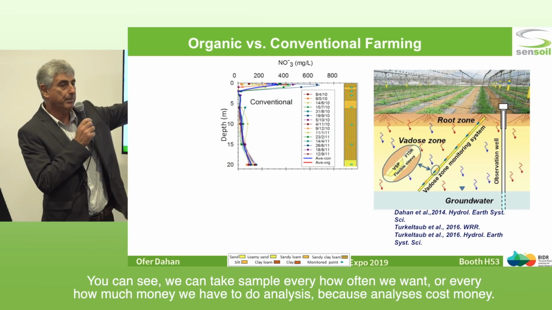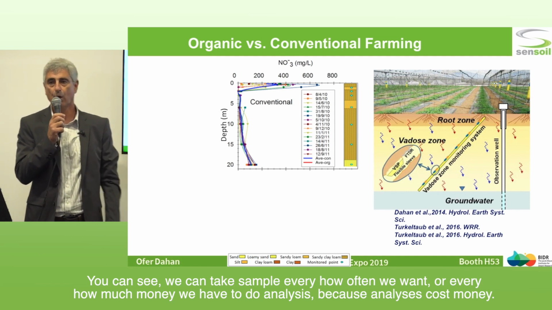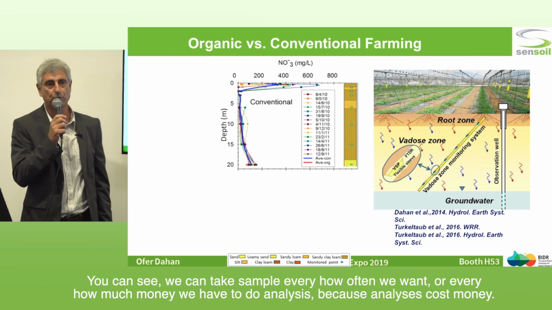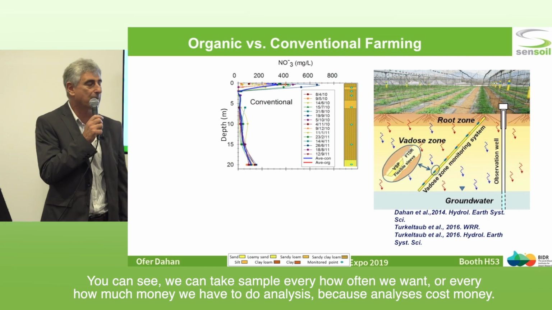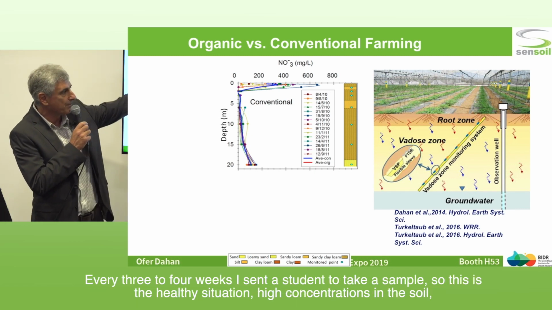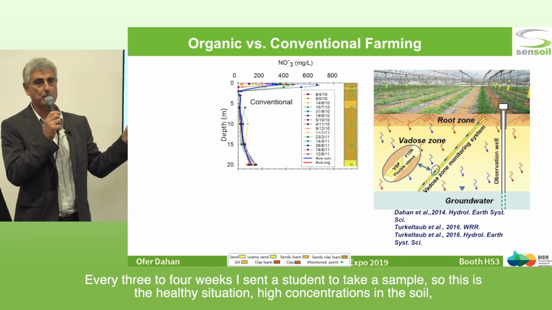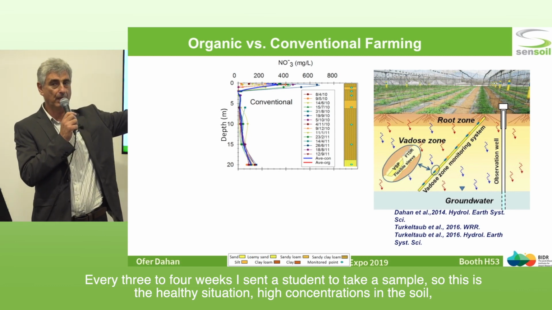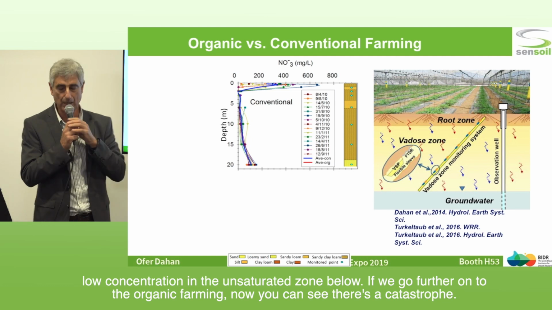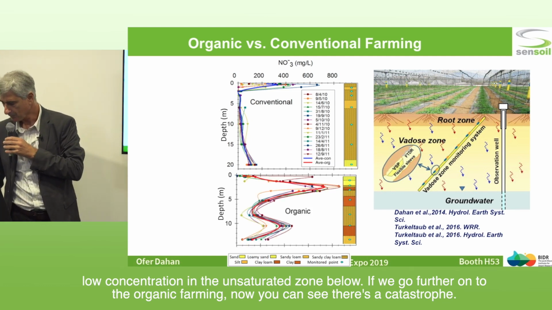You can see we can take samples as often as we want, as often as the money we have to do analysis, because analysis costs money. But every 3 to 4 weeks I send a student to take a sample. So this is the healthy situation: high concentration in the soil, low concentration in the unsaturated zone below.